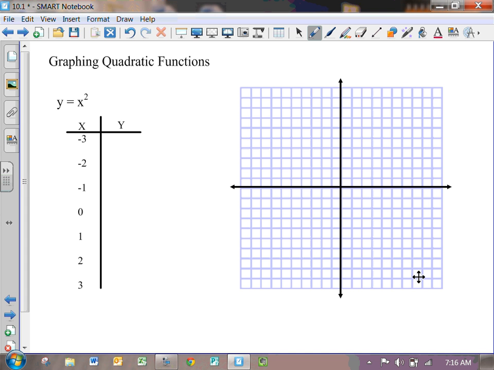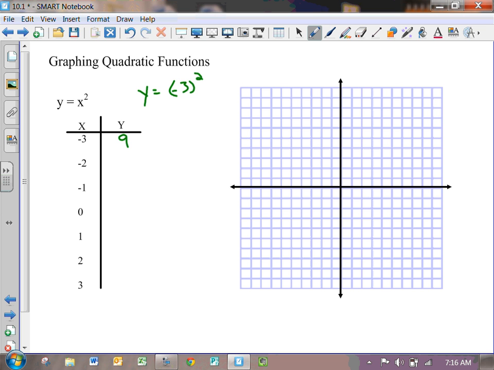So we've got our x and y table here. So y equals x squared is our first quadratic. And I'm pretty sure we've graphed this before somewhere along the way in algebra so far. But just as a reminder, we have y equals -3 squared. So you're plugging in that x value for x. And -3 squared, so -3 times -3, is a positive 9.